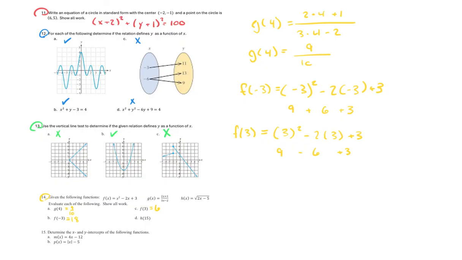Last one, h of 15, is going to equal the square root of 2 times 15 minus 5. So this here is going to equal the square root of 30 minus 5, which is 25. And the square root of 25 is just going to be 5, because if I square 5, I end up with 25. So h of 15 is equal to 5.